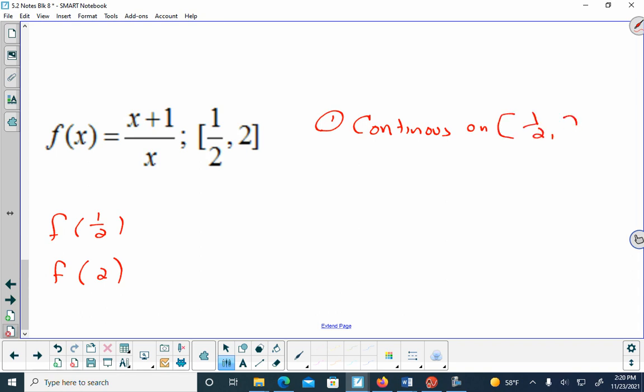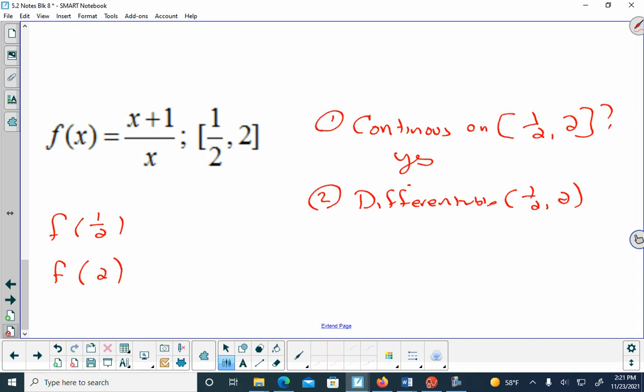Did anyone graph it for me? Can I take a peek at the graph? That's beautiful. So the graph is, so it's not continuous at 0, but that's okay because 0 is not in my interval. So I'm happy about that. All right, so moving on.